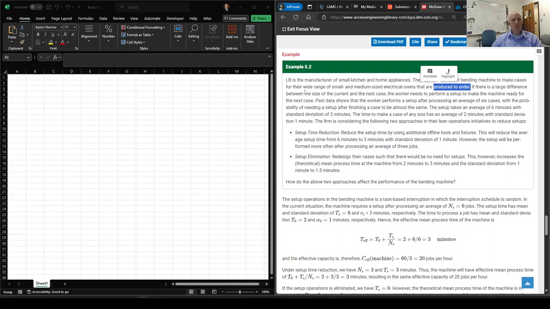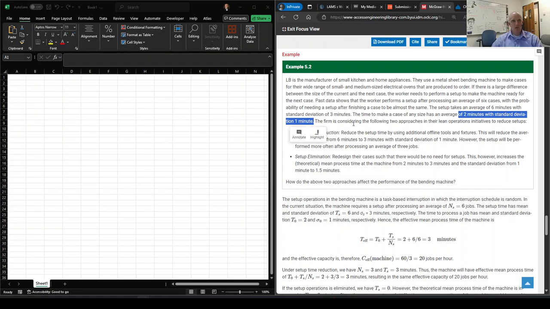If there's a large difference between the size of the current and the next case, the worker needs to perform a setup to make the machine ready for the next case. Past data show that the worker performs a setup after processing an average of 6 cases, with the probability of needing a setup after finishing a case to be almost the same. The setup takes an average of 6 minutes with a standard deviation of 3 minutes. The time to make a case of any size has an average of 2 minutes, standard deviation 1 minute.